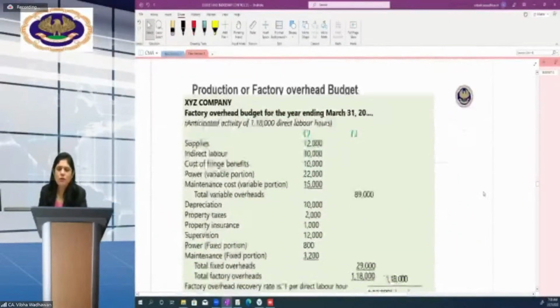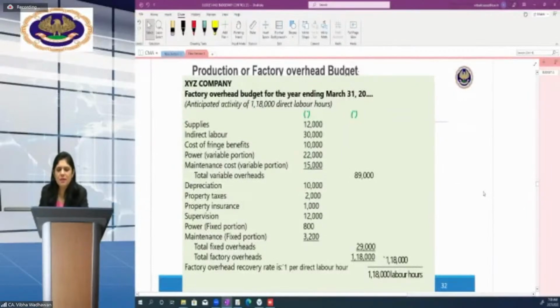Moving forward to the production or factory overhead budget, a similar pro forma has to be there for administration and selling and distribution overheads, the selling and distribution budget. All right. So this is all you can see, just a pro forma. Anticipated activity, 1,18,000 direct labor hours, and all the components of factory overhead, all the components, variable and fixed. So all these components together make total fixed overheads and then total factory overheads. So variable overheads and fixed overheads together make factory overheads.